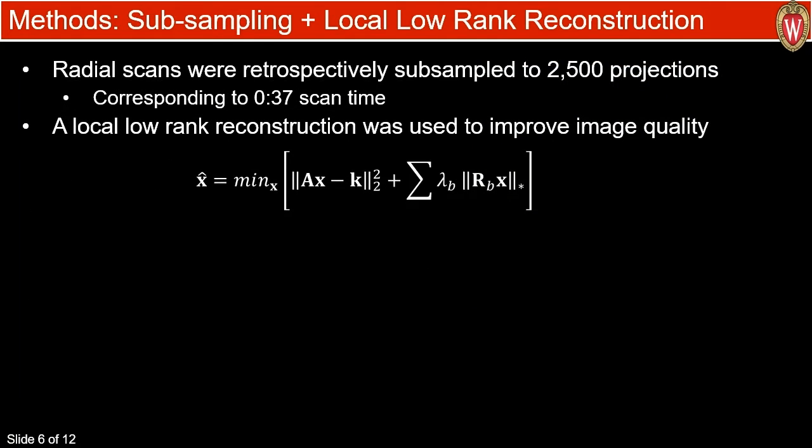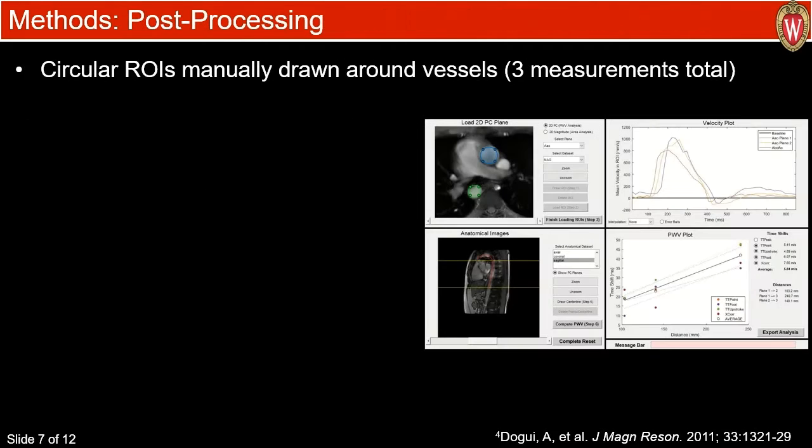The 10,000 projection dataset was retrospectively subsampled to 2,500 projections, corresponding to a scan time of about 37 seconds. This was done to test the effects of undersampling in conjunction with a local low rank reconstruction. Note that the regularization parameter that I used was empirically chosen on the basis of image quality after testing various regularization parameters.